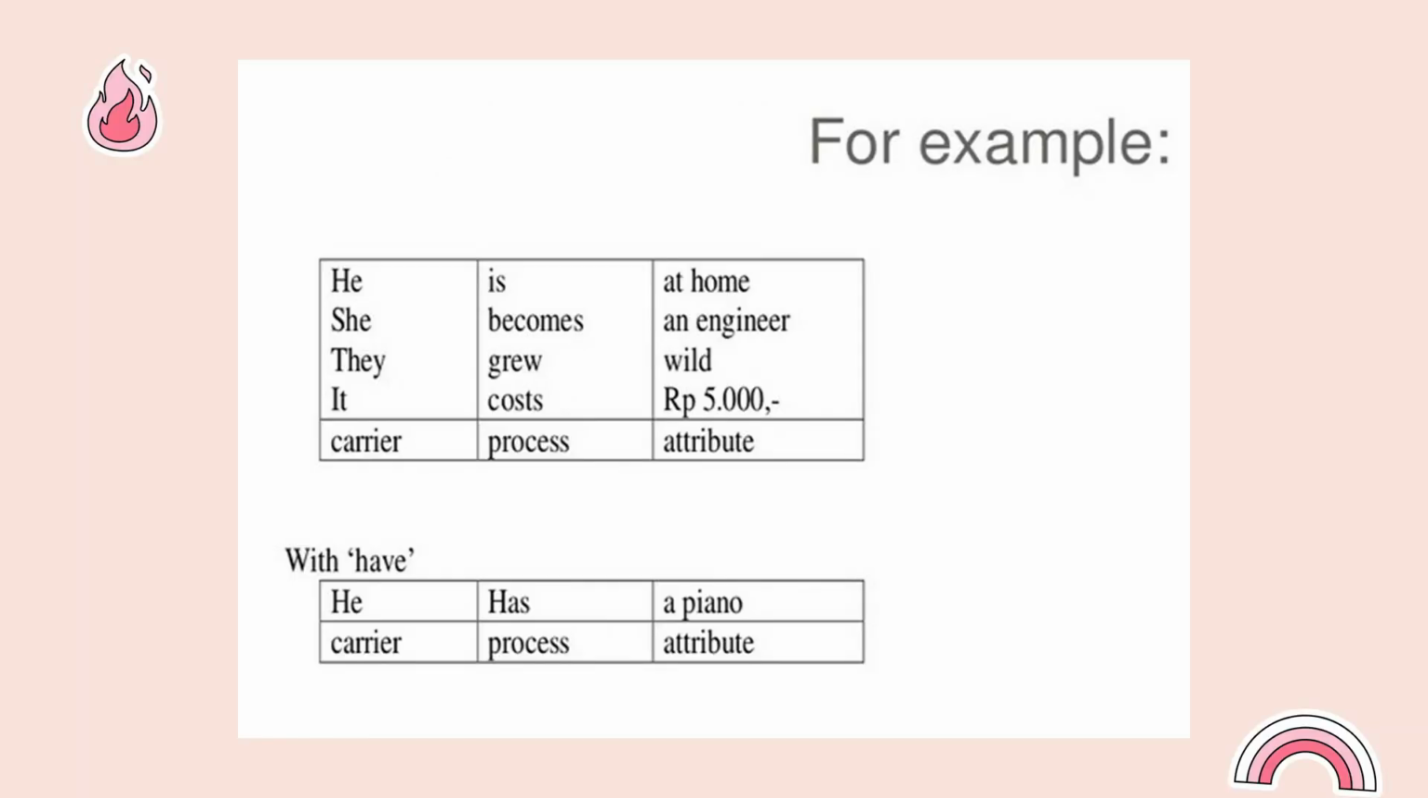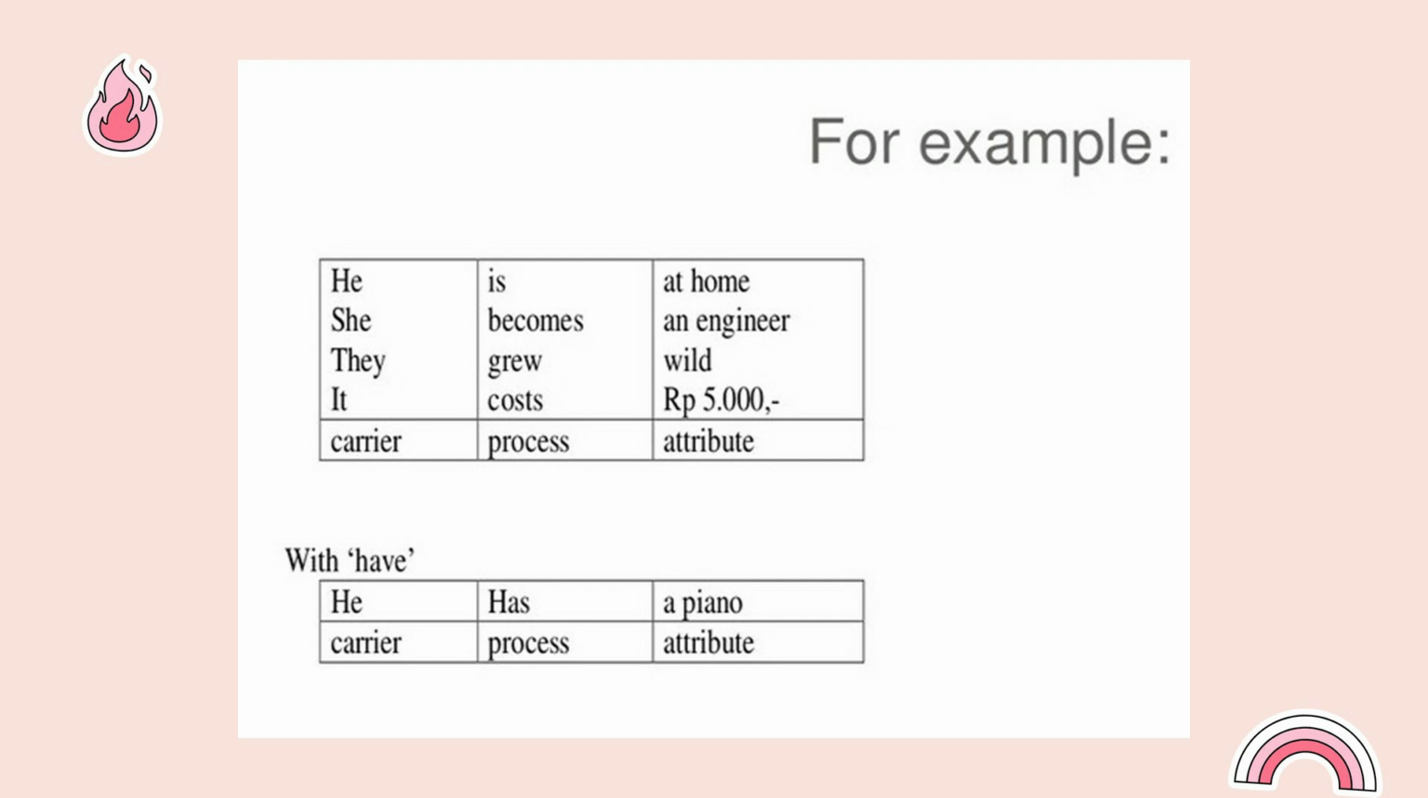For example, here are examples of sentences. The first one, he is at home. The second one, she becomes an engineer. The third one, they grew wild. And the fourth one, it cost 5,000 rupiah. He, she, they, and it are the carrier. Meanwhile, is, becomes, grew, and cost are the process. And at home, an engineer, wild, and 5,000 rupiah are the attribute.